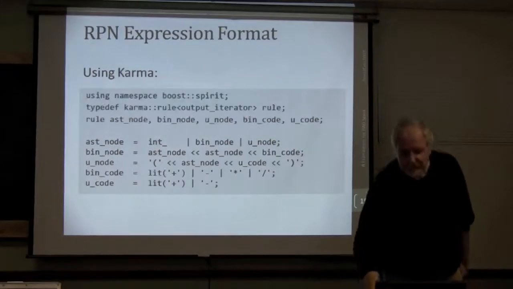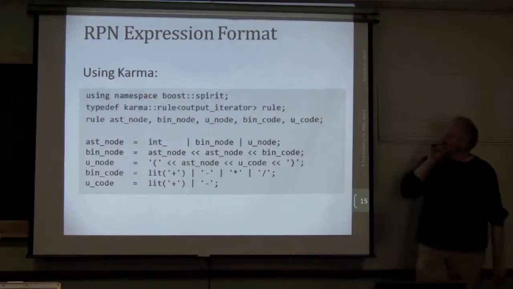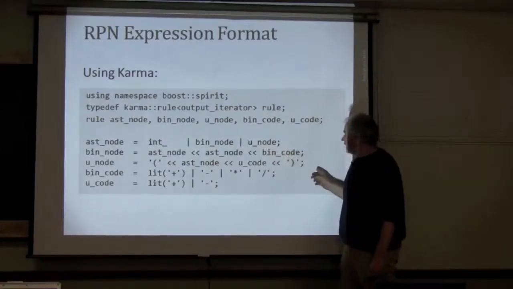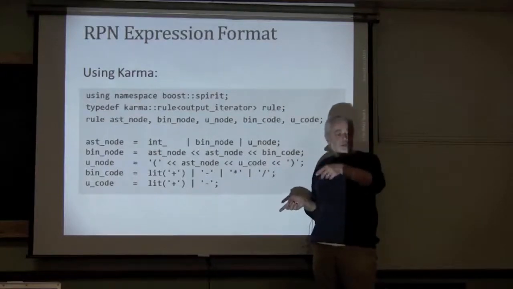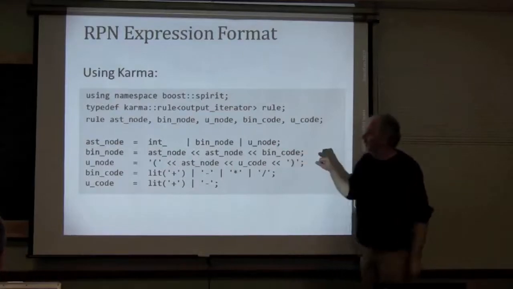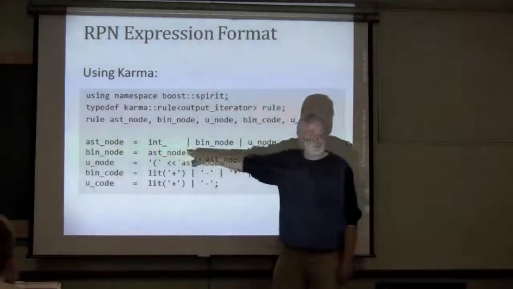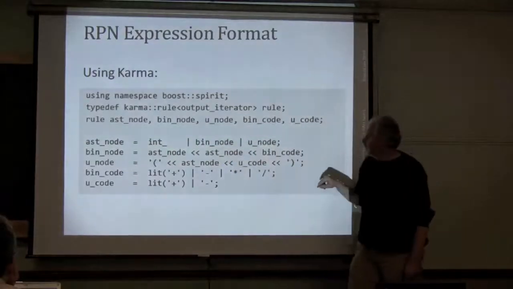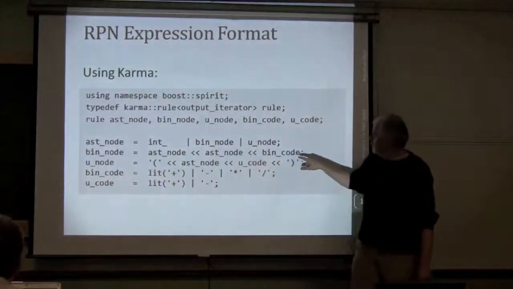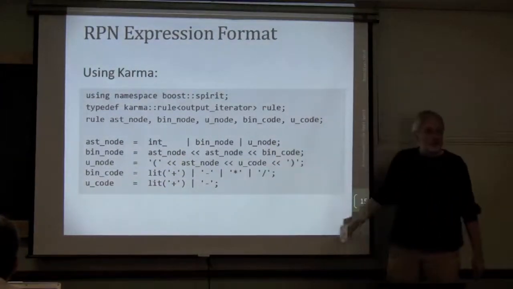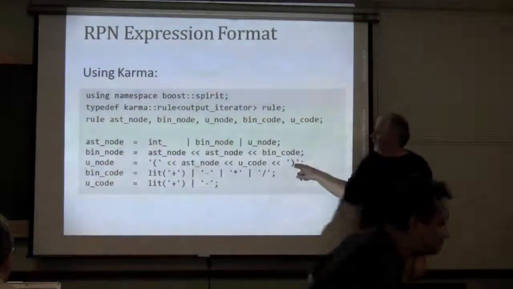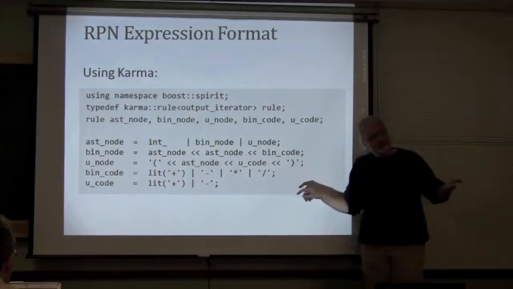And we can do the same thing in Karma as we did in Key. We just define some scaffolding, and then we apply the same rules we applied for transformation of parsing expression grammars to a Key grammar, from the inverse parsing expression grammar to a Karma grammar. So we know that an AST node is either an integer or a binary node or a unary node, and the AST binary node is an AST node followed by an AST node followed by the code, and so on and so on. As you can see, we just try to keep a bit of C++ tradition here.